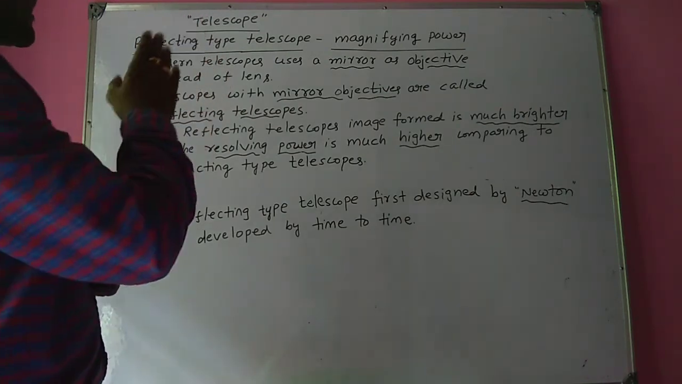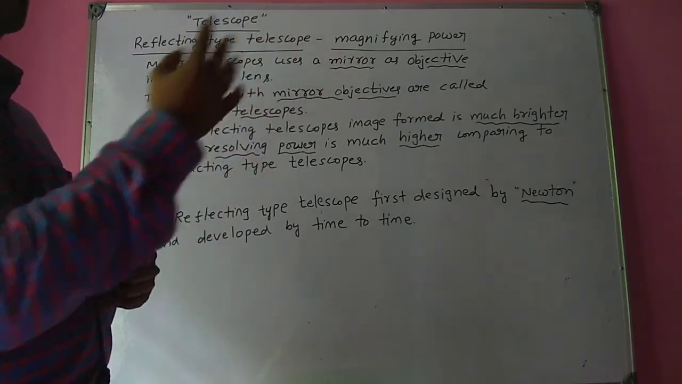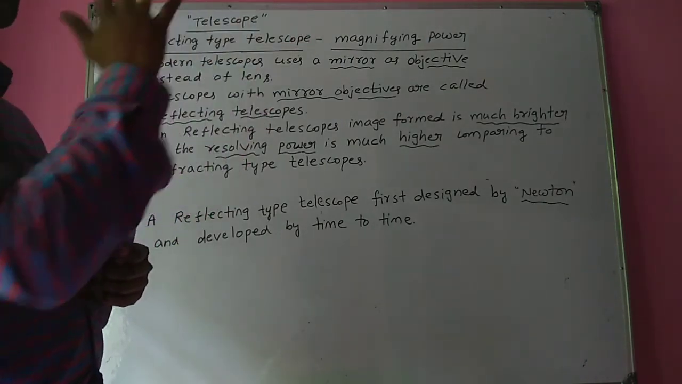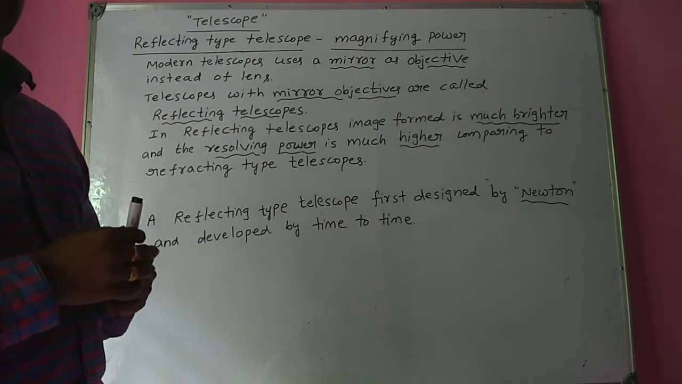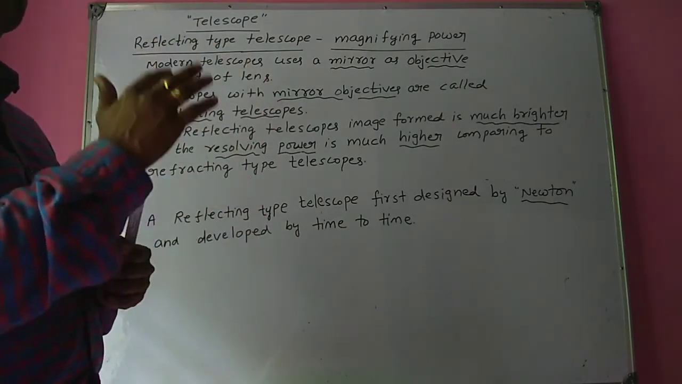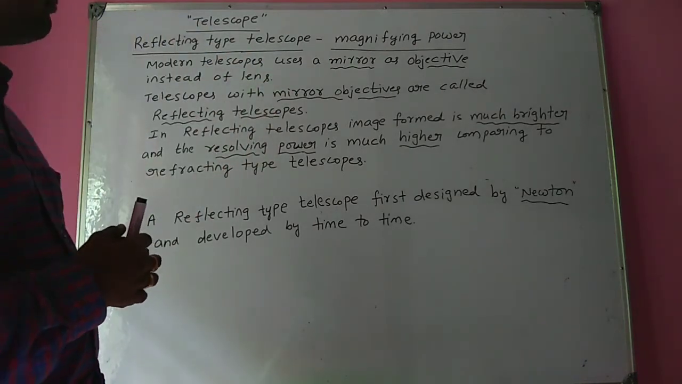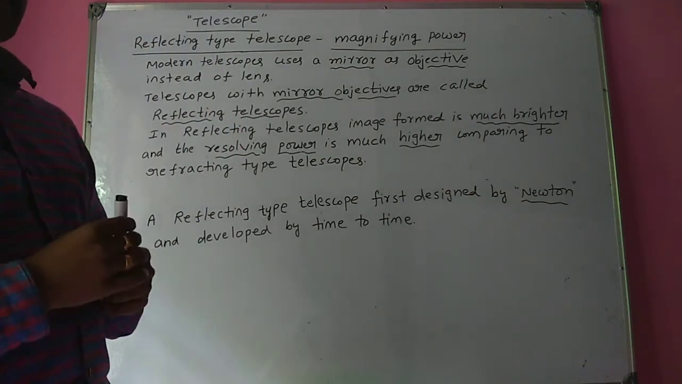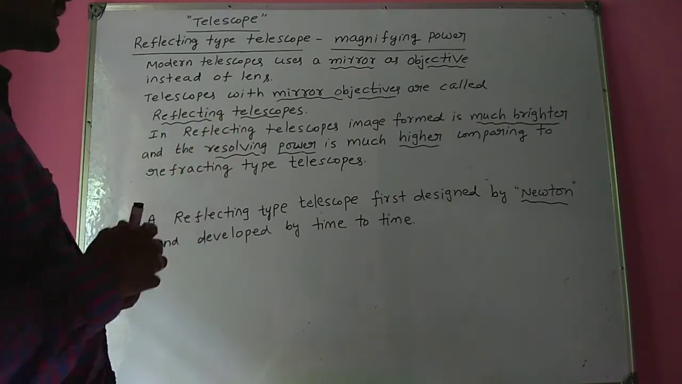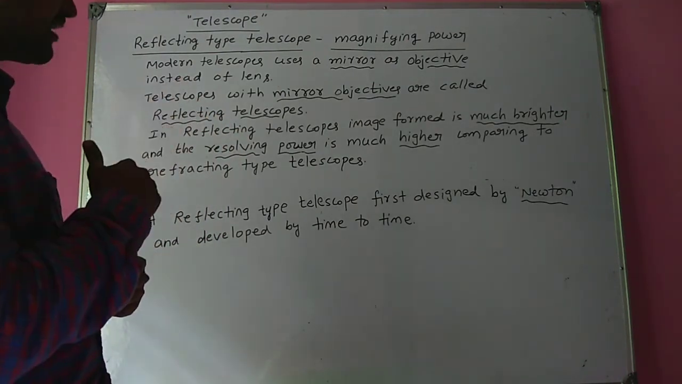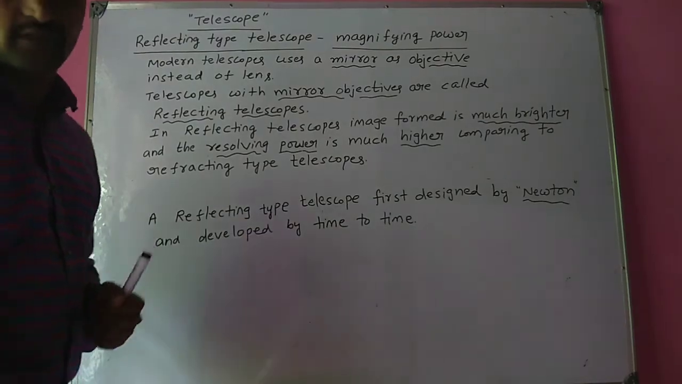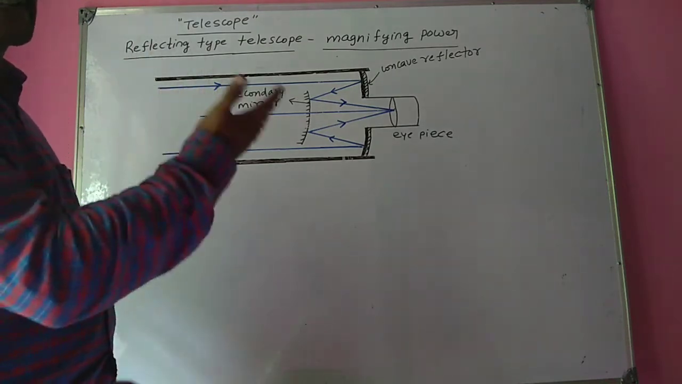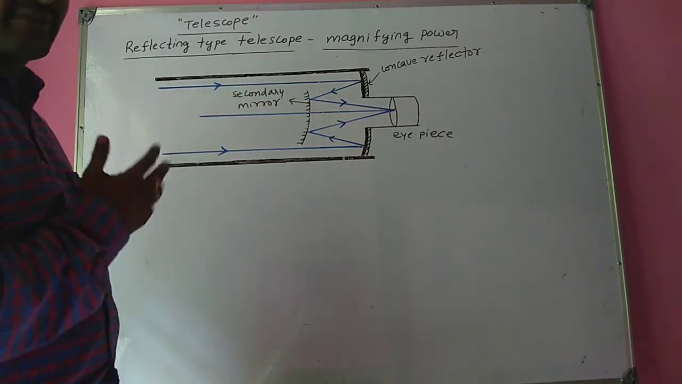Now, if you compare reflecting type and refracting type telescopes, in a reflecting type telescope the image formed is much brighter and the resolving power is also higher. So the reflecting type telescope is preferred nowadays. In modern telescopes, generally we use reflecting type telescopes. The first reflecting type telescope was designed by Newton, and it was developed from time to time. This is the ray diagram of a reflecting type telescope. It is called the Cassegrain telescope, named after its inventor.